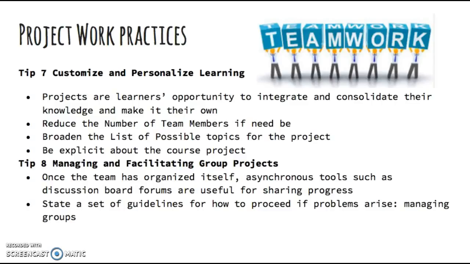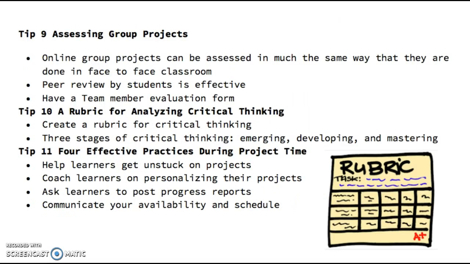Next, Tip 8 discusses managing and facilitating group projects. Monitor and guide the group projects by making comments or suggestions. Once the team has organized itself, asynchronous tools such as discussion board forums are useful for sharing progress. State a set of guidelines for how to proceed if problems arise, including managing groups. Tip 10 focuses on a rubric for analyzing critical thinking. Create a rubric for critical thinking. There are 3 stages of critical thinking that you'd like to keep in mind: emerging, developing, and mastering.